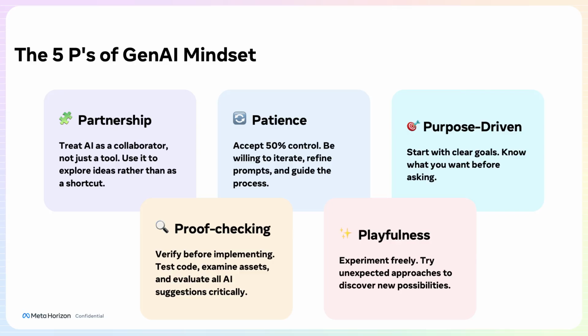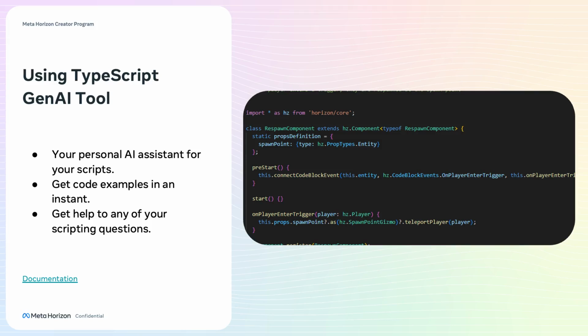But the next and last P is playfulness. So I might have stepped on this one a little bit earlier, but it says experiment freely, try unexpected approaches, and discover new possibilities. So now this is where we get into each individual Gen AI tool that we have available. We've got about 45 minutes here, so we want to spend a little time on each one, go through a couple examples for each one, but we'll have to be real brief in order to have enough time to fit all of them in.